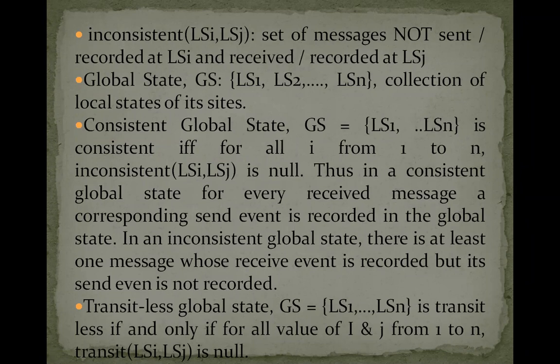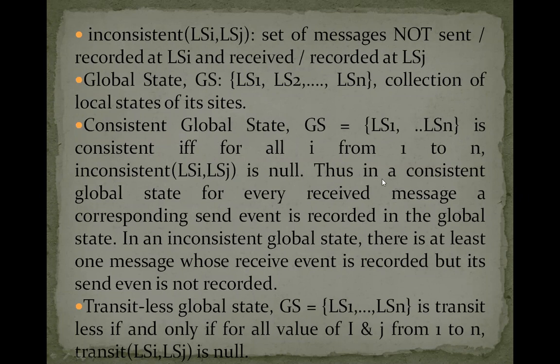If a message has not been sent but it is received or recorded at the other process, then it will be inconsistent. So meaning thereby, if this particular set, the combination of LSI and LSJ, is null, then it is fine. It should not happen that a message which has not been sent is still received. So it should be null. If it is so, then it will be called a consistent global state.